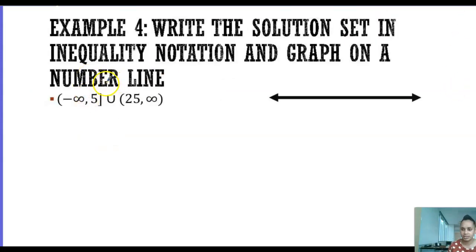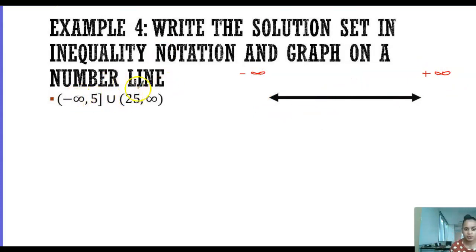And then let's look at this one here, which will be our last example today. We're going to write the solution set in inequality notation and graph it on a number line. So we're doing something a little bit different from what we've done. Let's just look at it in pieces. We might want to graph it first. Let's look at our number line and go ahead and put the negative and positive infinity. That's just going to help me to kind of realize what's going on here.